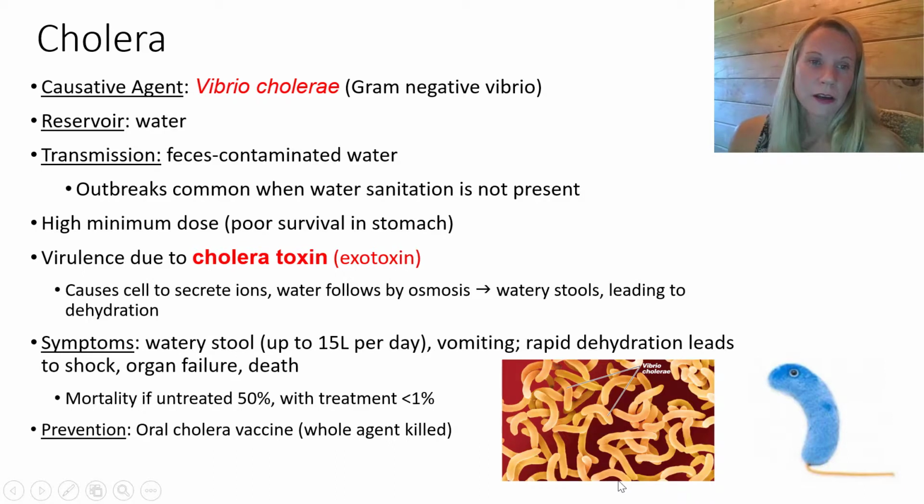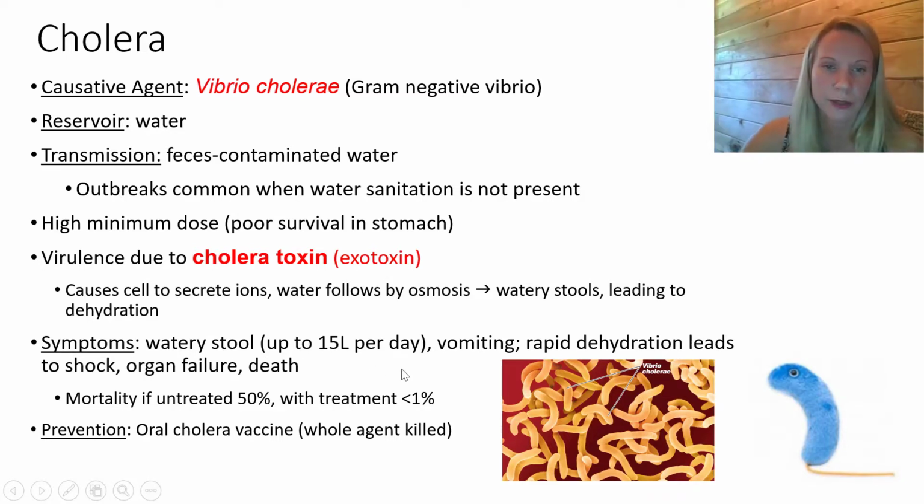So the virulence of cholera is due to the toxin. It produces an exotoxin that binds to the intestines and causes water loss. The main concern with cholera is the severe dehydration that results. There's also a very characteristic type of diarrhea produced by cholera, and it's watery. Okay, it's the watery stool. It's a lot, like 15 liters per day.